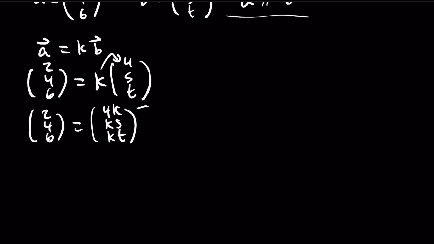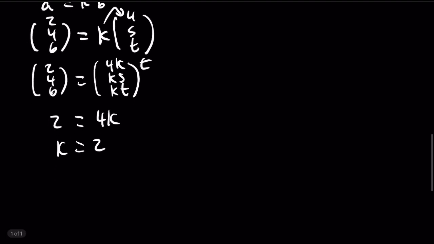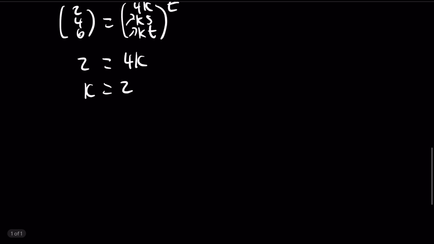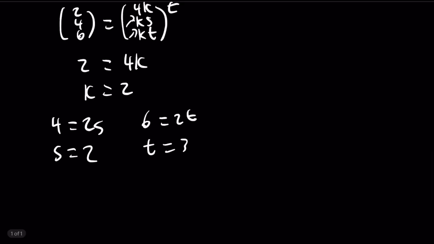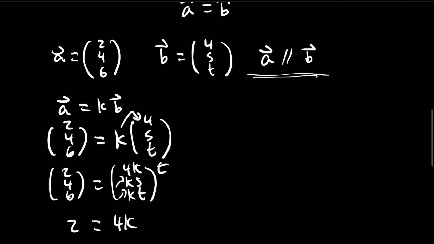And let's look at the x values first. Equating the x values, we get 2 is equal to 4k, and therefore k is equal to 1/2. So therefore, when we plug in the value of k into the y and z values, we'll get 4 is equal to ks, and 6 is equal to kt. And therefore, s is equal to 8, and t is equal to 12. So now we have found the value of s and t given that a and b are parallel.